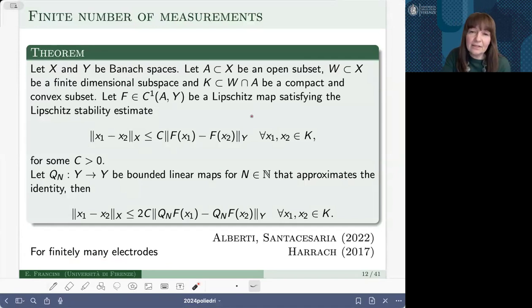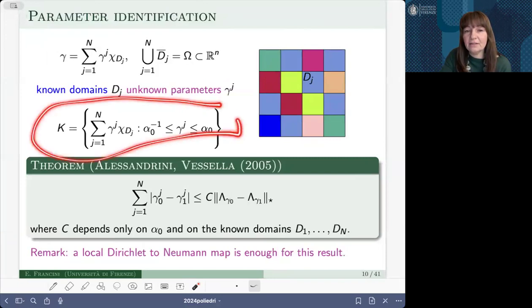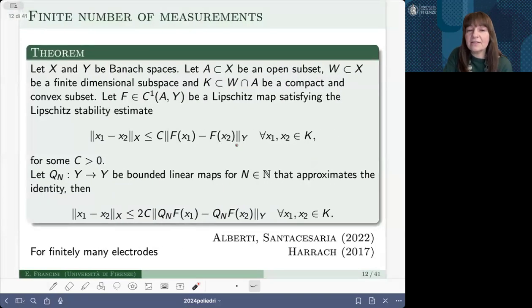In this result, it's very important that K is a subspace, so it's a linear space, which fits very well for this kind of model here, because in this case, if you take two of these conductivities and you add them up, then you are still in the same set K. So this is a linear space of unknown conductivities. And so these results apply very well to this situation.